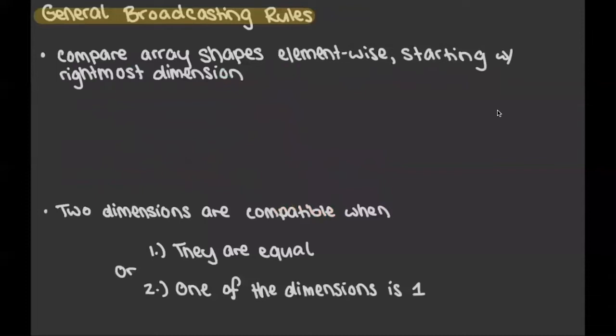So let's get into a couple of general rules. So what we want to do is, let's say I want to add or multiply two arrays and they're different shapes. So what you want to do is compare the shapes of the arrays. So for instance, if I had a 3x3 array, the shape would be 3, 3, and starting with the rightmost dimension. So if this sentence was a little bit confusing, let's do an example together.